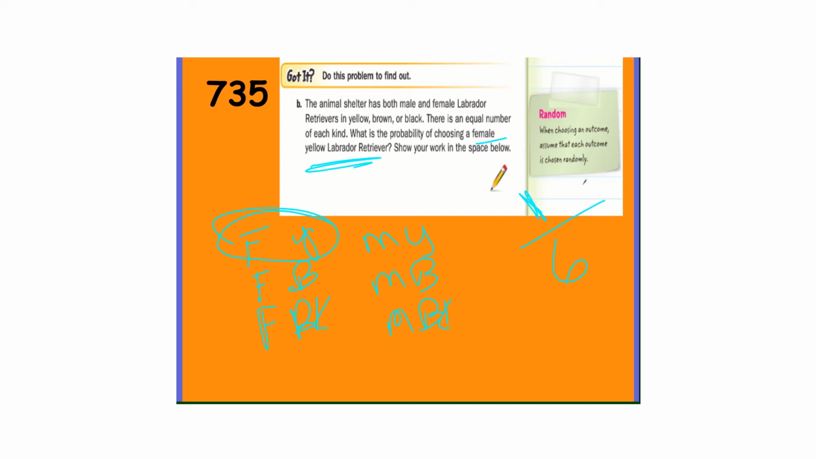So you have to read the question really closely. It says, what is the probability? This 1 out of 6 is the probability. This is your sample space.